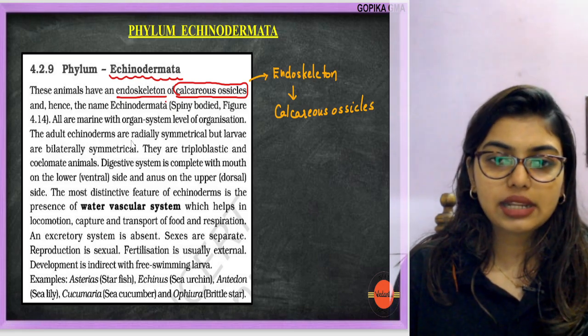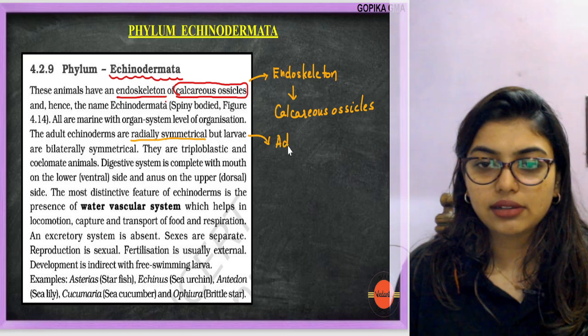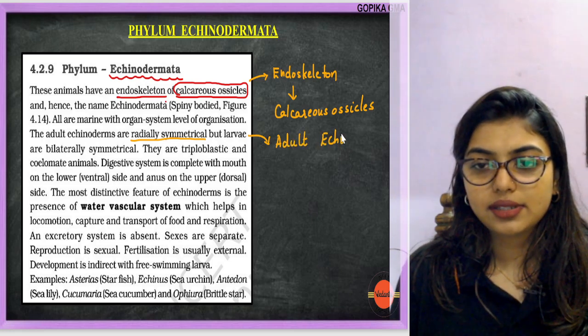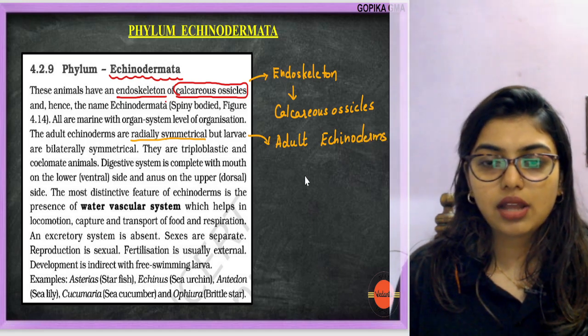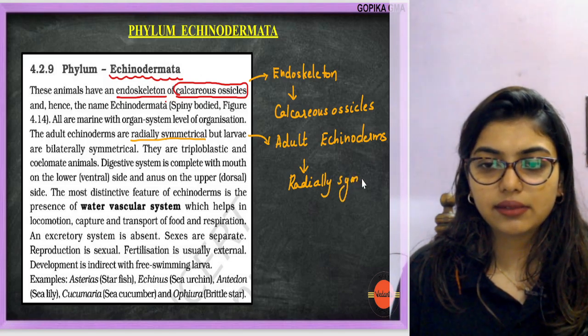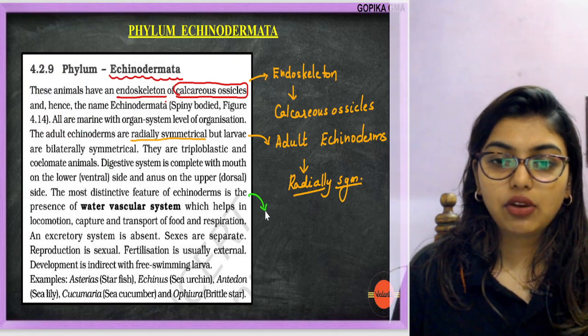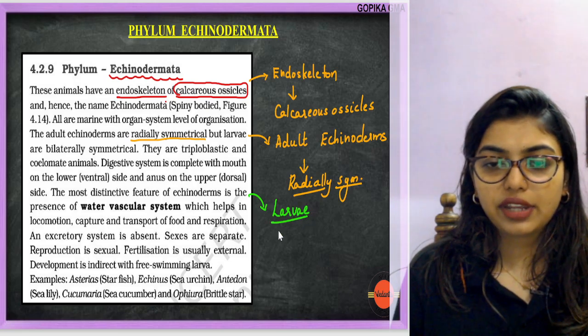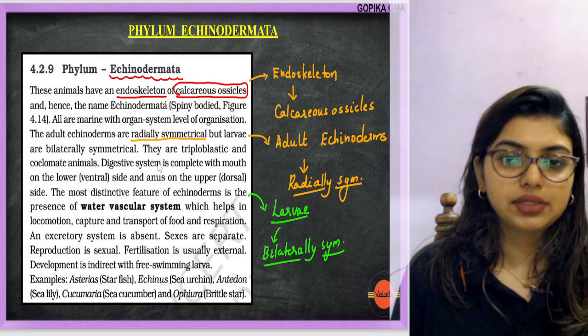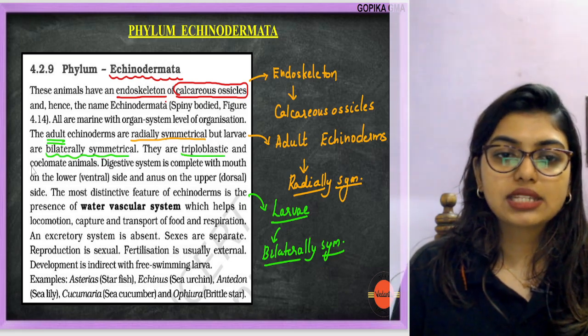All are marine with the organ system level of organization. The adult echinoderms are radially symmetrical. Students, this is a very important line, and I don't know how many times a question has come. Listen carefully. Adult echinoderms are radially symmetrical. But the larvae of echinoderms are bilaterally symmetrical. Got it? The adult is radially symmetrical, and the larva is bilaterally symmetrical. They are triploblastic and coelomate animals.